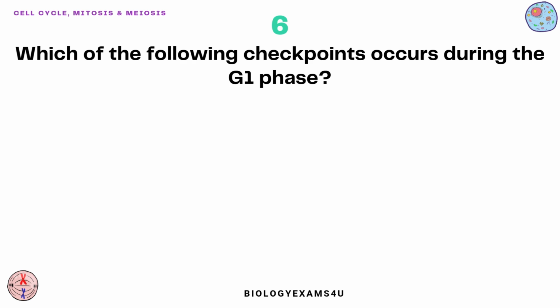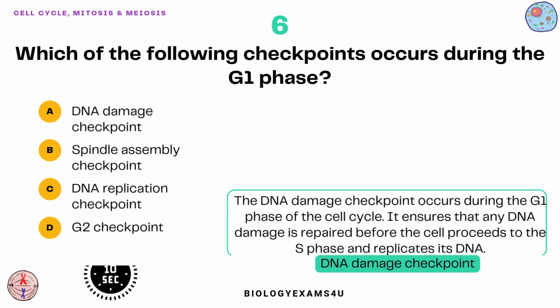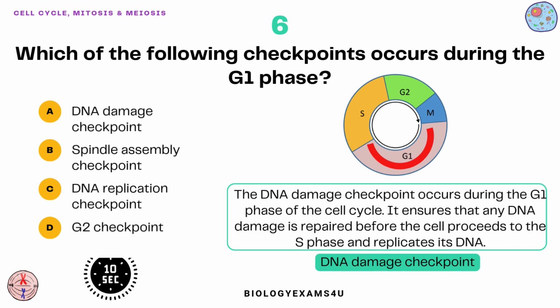Question number 6. Which of the following checkpoints occurs during the G1 phase? Options are A. DNA damage checkpoint. Option B. Spindle assembly checkpoint. Option C. DNA replication checkpoint. Option D. G2 checkpoint. The correct answer is DNA damage checkpoint. The DNA damage checkpoint occurs during the G1 phase of the cell cycle, ensuring that DNA damage is repaired before the cell proceeds to the S phase and replicates its DNA.